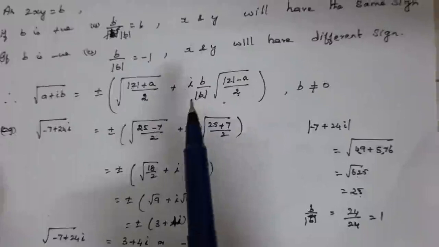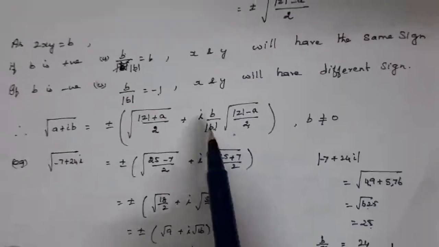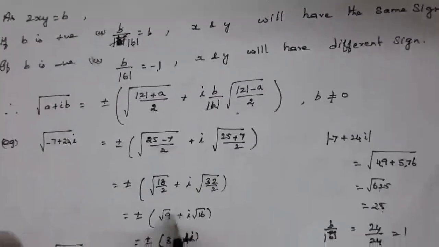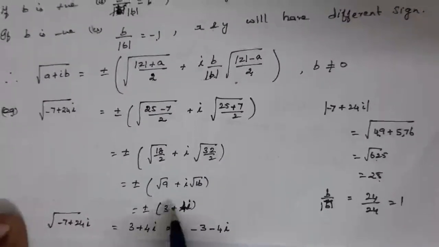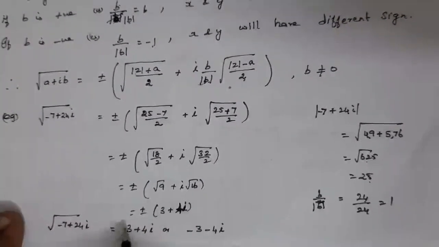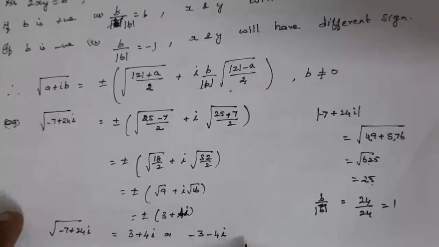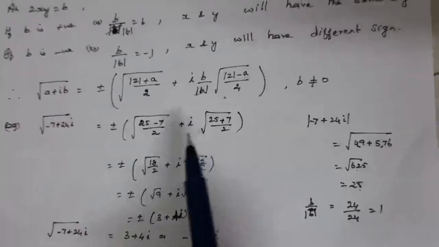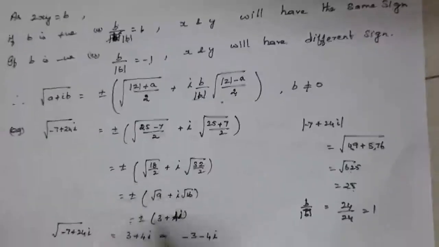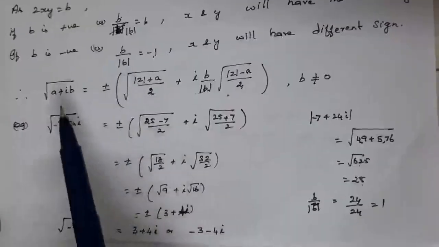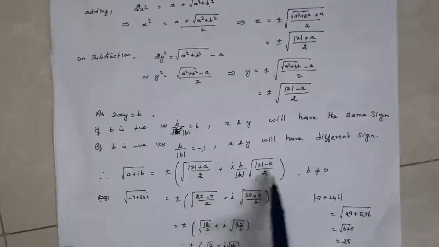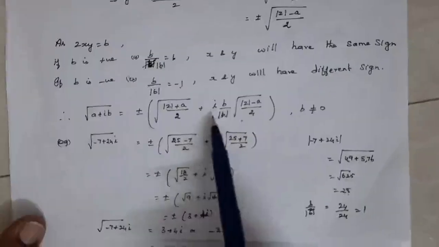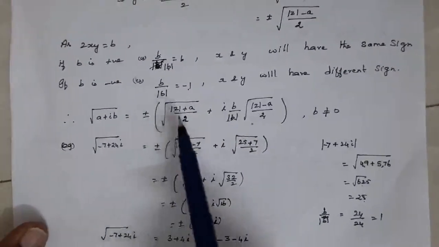Suppose if we get b by modulus of b as minus 1, you will have minus here. So when you take plus, it will be 3 minus 4i, and if you take minus, minus 3 plus 4i. So when x is positive, y will be negative, and when y is positive, x will be negative. So according to the value of b, this will be determined. Do you understand how to get the square root of a complex number? You can use this entire method to get the square root, or if you remember the formula, it is very simple to use the formula to get the square root of a complex number.